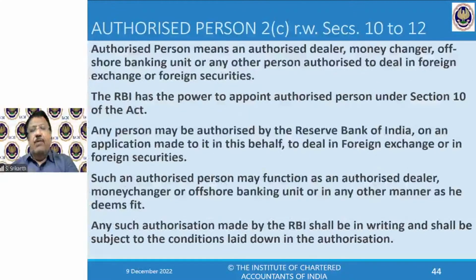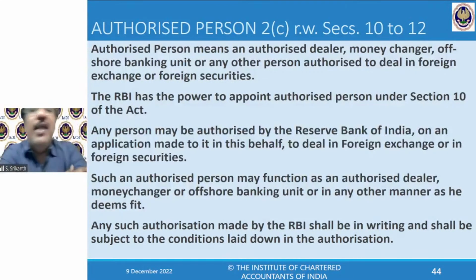authorized person. As I was mentioning to you, with the liberalized framework currently operating, the Reserve Bank of India has delegated much of its powers to authorized persons. The duty of monitoring inflow and outflow of foreign exchange is now delegated by the RBI to the authorized persons. There are three types of authorized persons. You have the authorized dealer, the money changer, and the offshore banking unit.